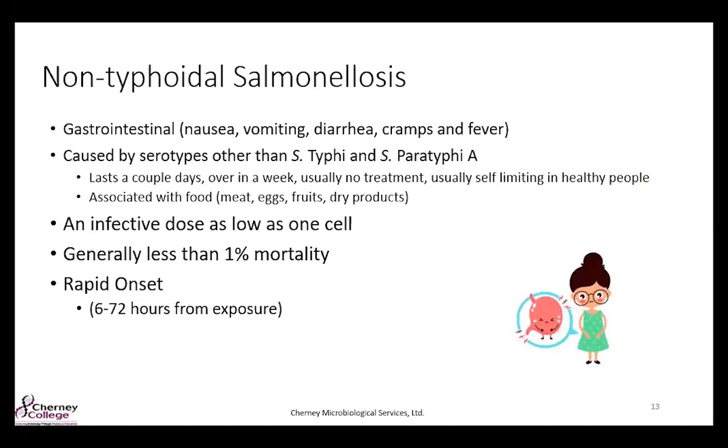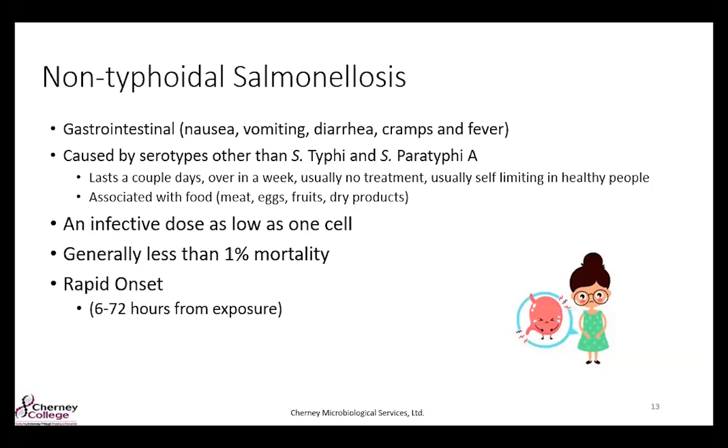So if we talk about non-typhoidal, this is what you mostly associate with your food poisoning and not feeling so well. So there's over 1 million cases of this annually. It's gastrointestinal. You're going to be getting some nausea, vomiting, diarrhea, cramps, fever, and these are caused by the other serotypes, not Salmonella typhi and not Salmonella paratyphi A. It lasts a couple of days, usually over in a week. Healthy individuals don't require treatment.